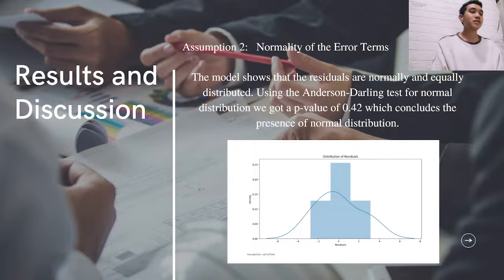Next is assumption number two, the normality of the error terms. The model shows that the residuals are normally and equally distributed. Using the Anderson-Darling test for normal distribution, we got a p-value of 0.42, which concludes the presence of a normal distribution.